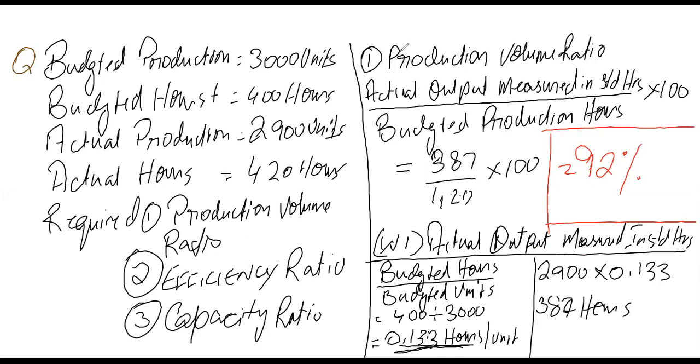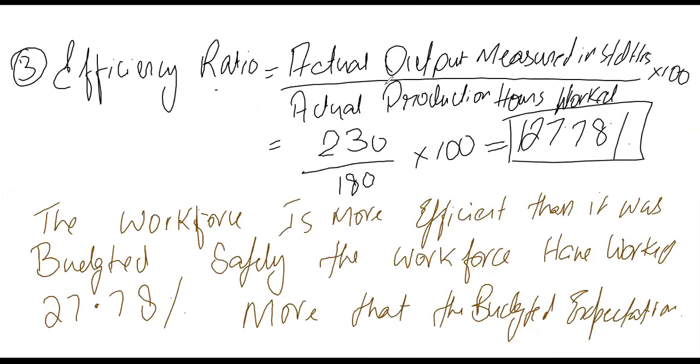Let's come to the second formula that I need to calculate, and that is the efficiency ratio. Now, how will we calculate the efficiency ratio? We have seen this formula. Efficiency ratio is the actual output measured in, sorry. So let's calculate efficiency ratio before. Actual output measured in standard hours divided by actual hours worked.